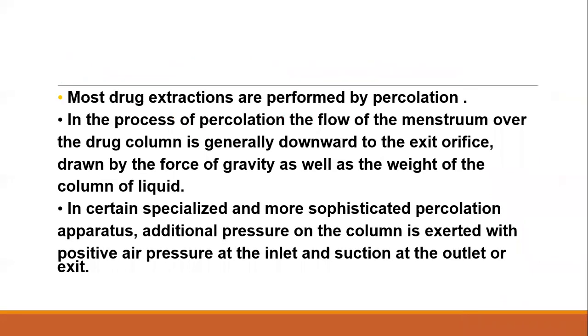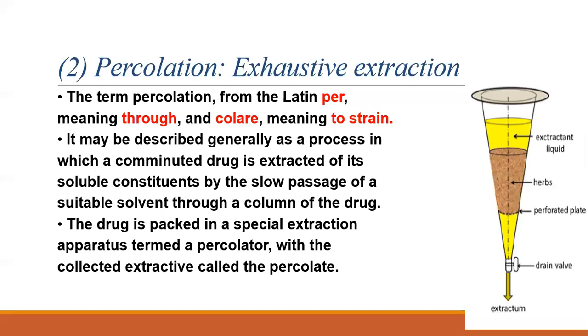Most drug extractions are performed by percolation. In the process of percolation, the flow of menstruum over the drug column is generally downwards to the orifice, by the force of gravity as well as the weight of the column of liquid. In certain specialized and more sophisticated percolation apparatus, additional pressure on the column is exerted with positive air pressure at the inlet and suction at the outlet.